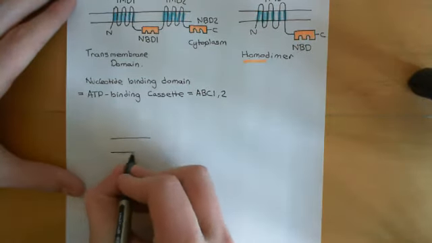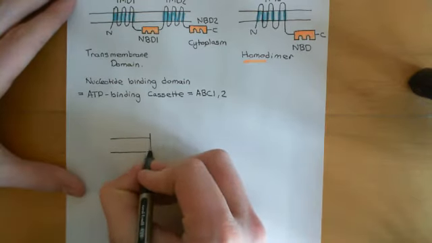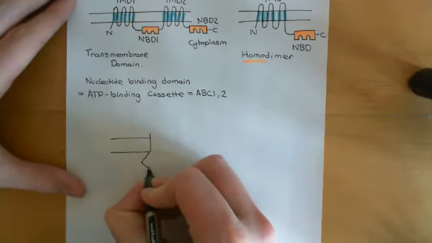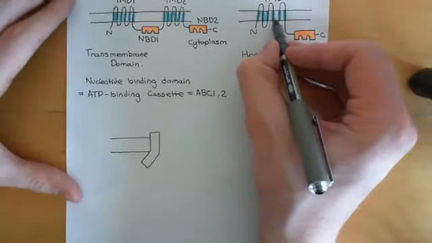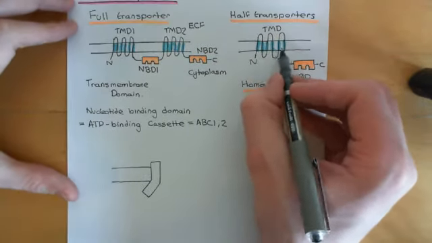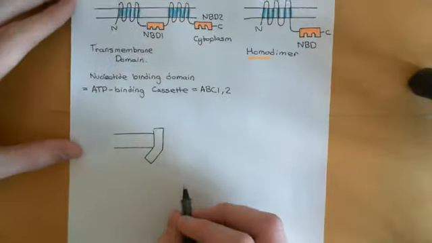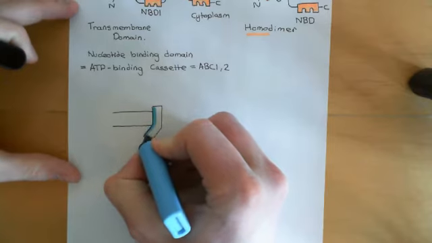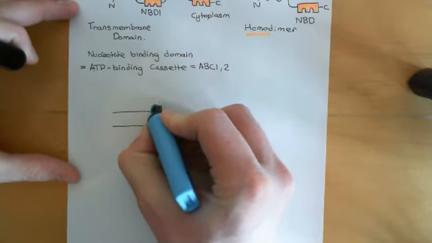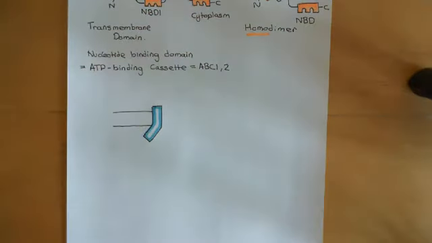Okay, so let me draw this here. I'm going to draw it like so. What I'm now going to do is go away from drawing the transmembrane domains as a cluster of 6 membrane spanning alpha helices, and I'm going to represent that entire transmembrane domain as this structure here. So this is now representing the transmembrane domain.